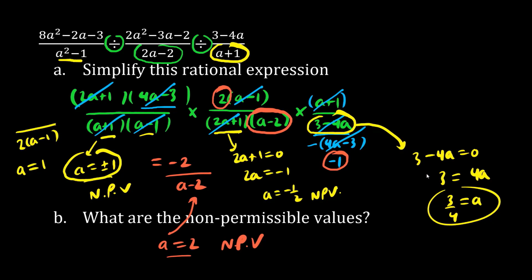So we found all the NPVs by considering the cases where we're dividing by 0, both for the division statement as well as the multiplication statement. And it's good to know that the NPVs are in the affirmative with an equal sign, whereas the domain, we just change all the NPVs to not equals to sign.